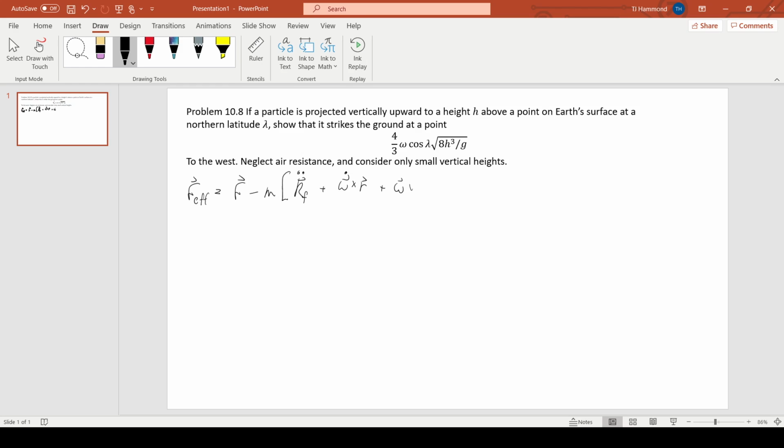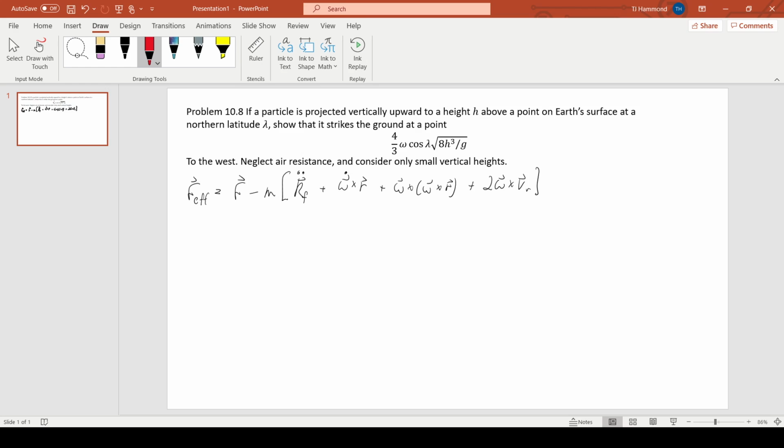plus omega cross omega cross r, which is the centrifugal acceleration, and 2 omega cross v_r, which is the Coriolis acceleration, the Coriolis force, with mass included. Okay, so let's figure out what is included in this and what is not.